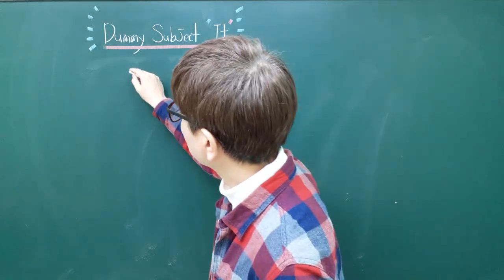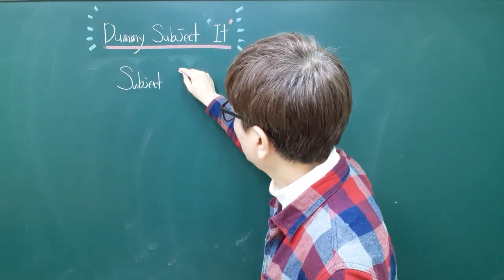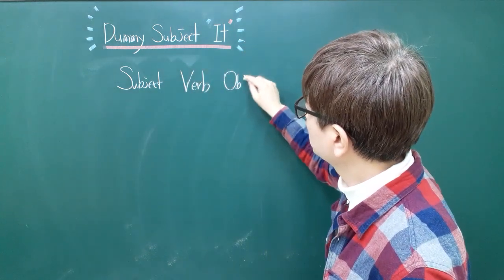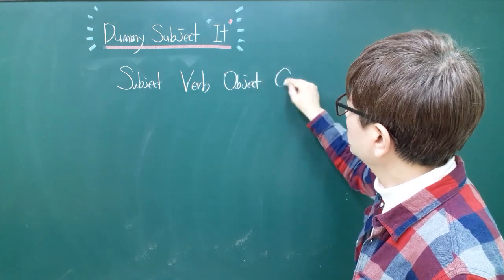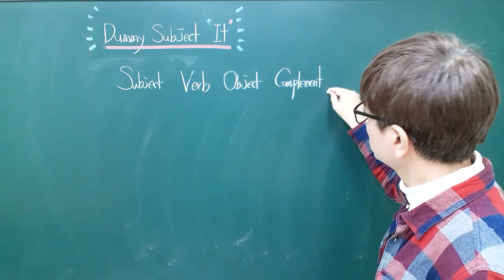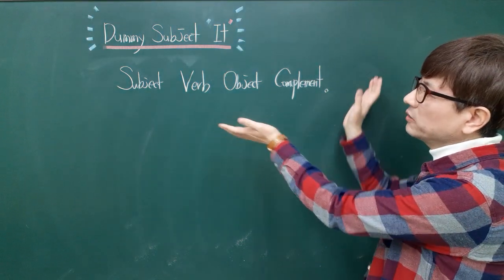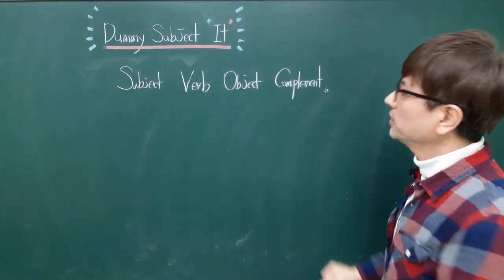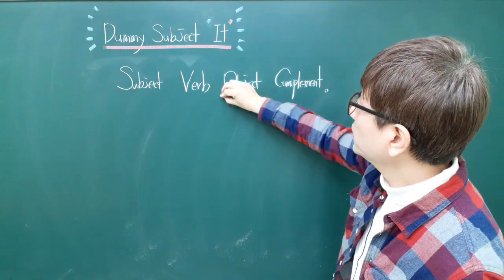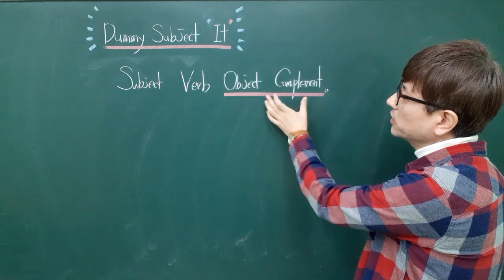When we have subject and verb and object and complement. In this kind of sentence pattern, we have to focus on the relation between object and the complement. You have to focus on the relation between object and the complement.